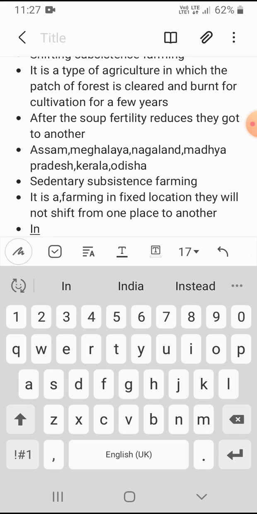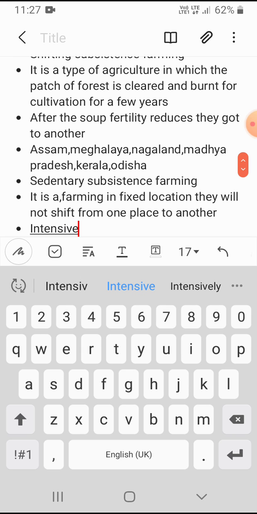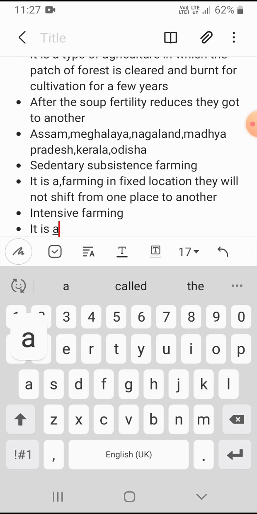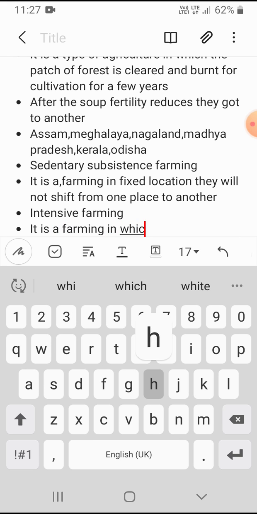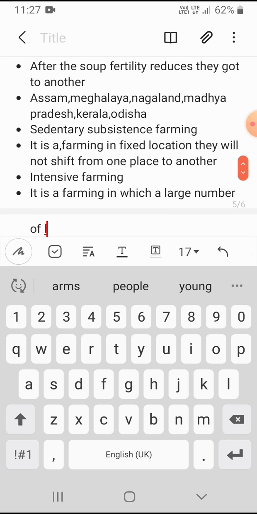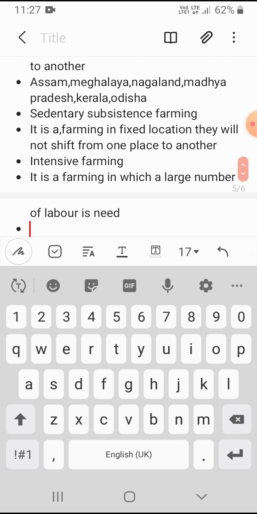Next, after subsistence farming, is intensive farming. So in this intensive farming, it is a farming in which a large number of labor is needed. This type of farming is called subsistence intensive farming.